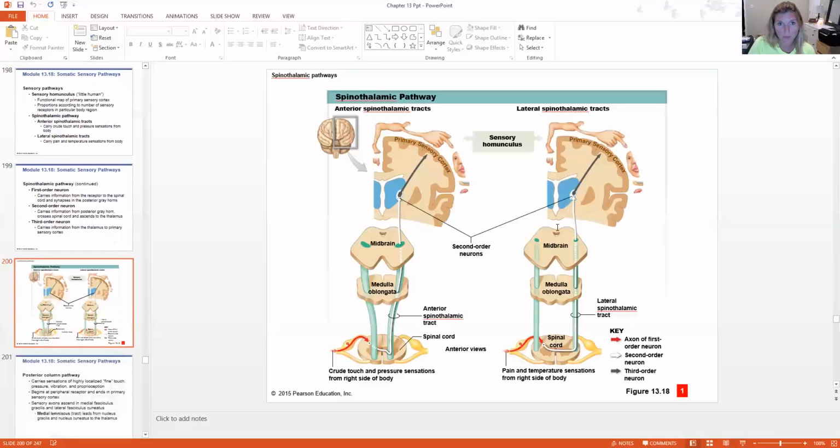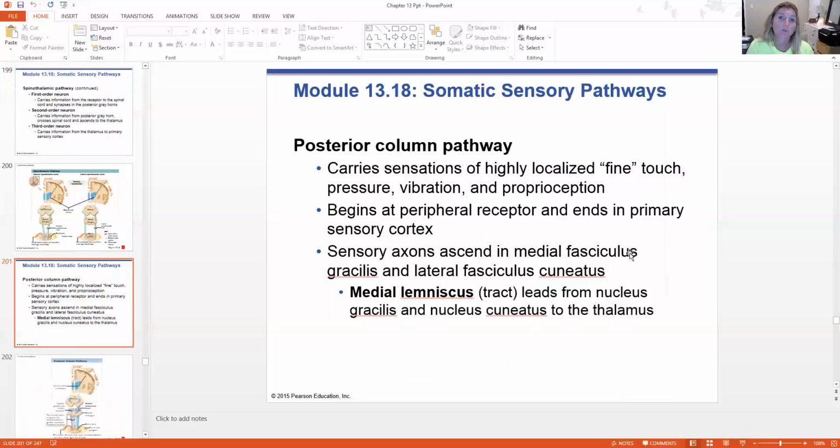So that's all through the spinothalamic pathway, either anterior or lateral, depending on where in the body we've been touched. Then there's the posterior column pathway. The posterior column pathway is providing localized fine touch, pressure, and vibration. This begins at the peripheral receptor and ends in the primary sensory cortex.